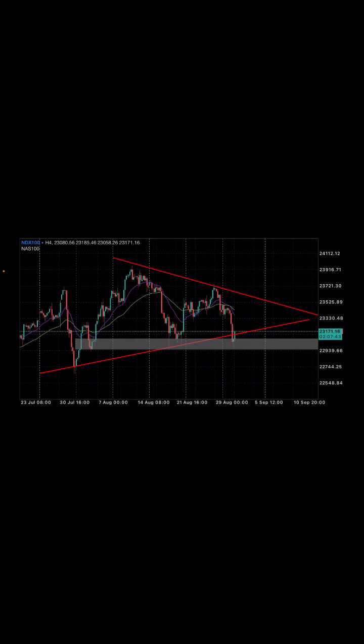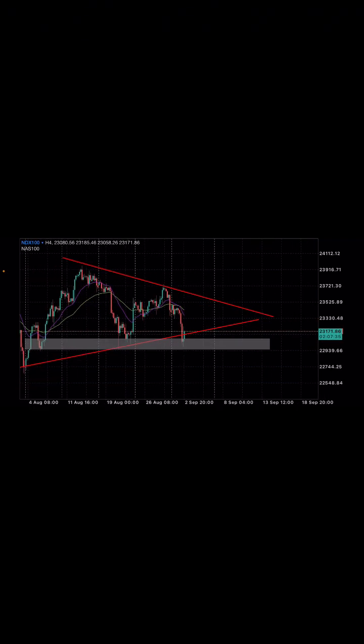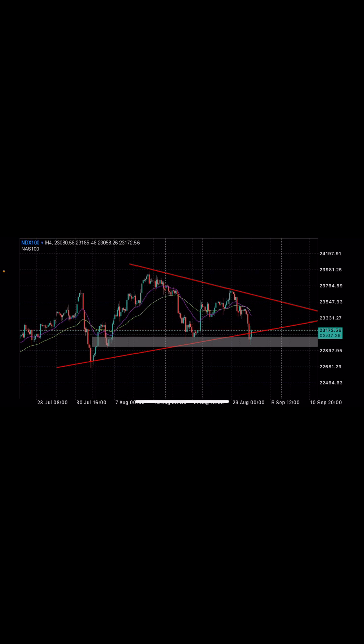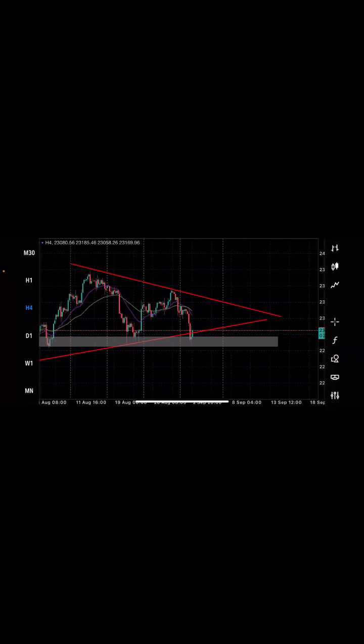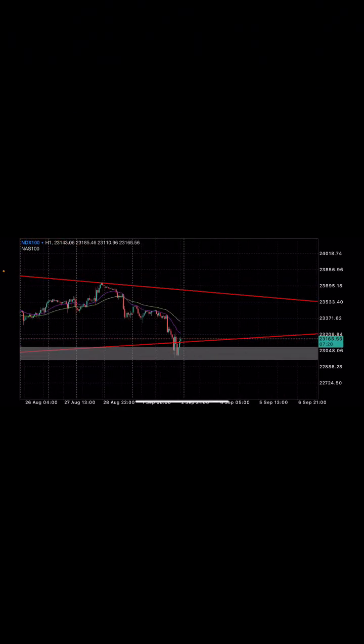As you can see, it's probably respecting this support level over here. So whatever it takes, guys, we're on it. We are on this trade. Let's see how we can make 50% on this account this month, guys. Let's see how it goes, guys. Let us see.